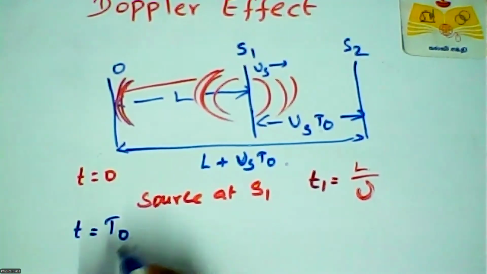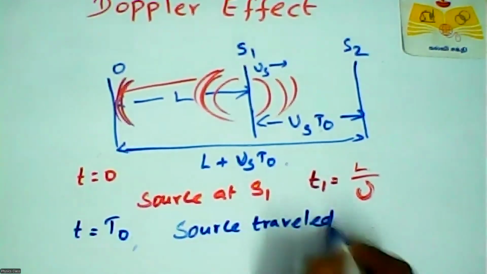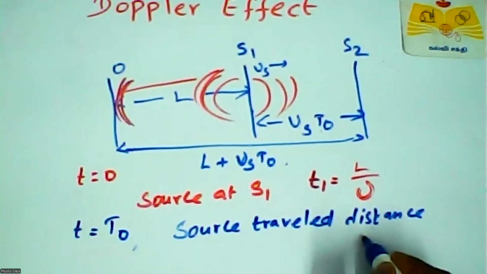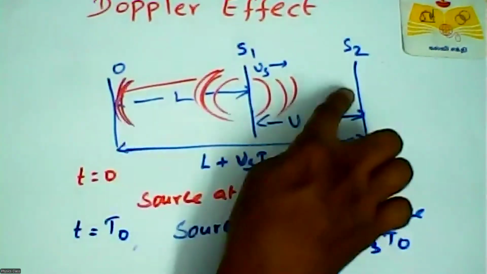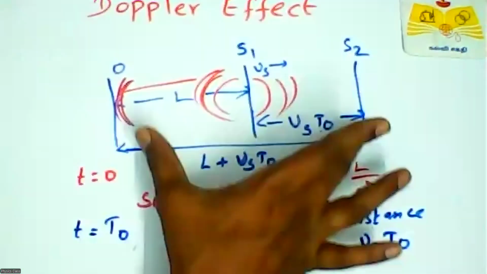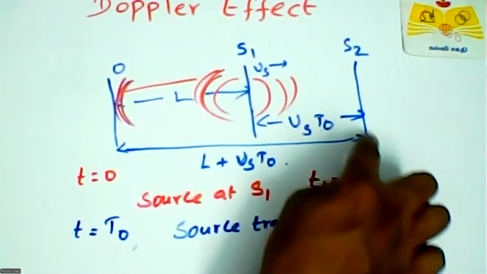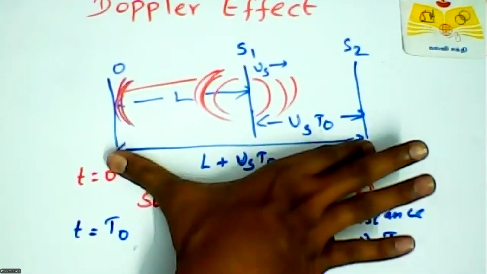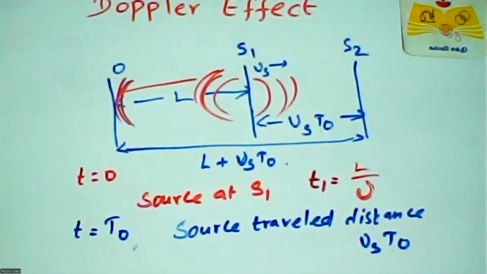the source has traveled a distance Vs T naught. Now that source is reaching this position S2. So from this observer, S2 is at position L plus this distance. This is also distance. So after reaching this position, the distance between the observer O and S2 means L plus Vs dot T naught. So this is the total distance between these two points from the observer.